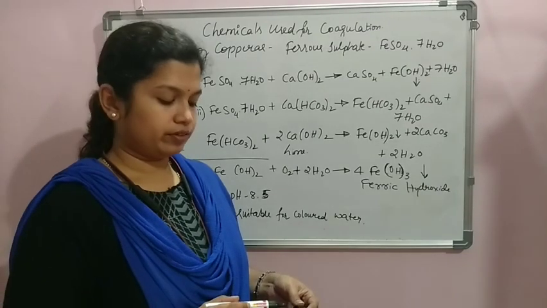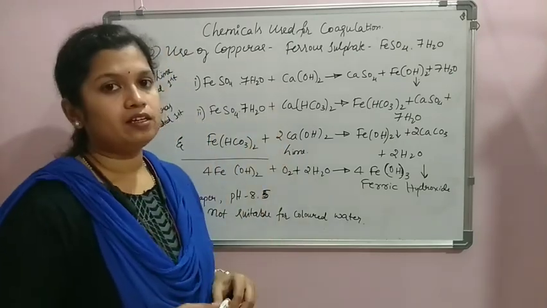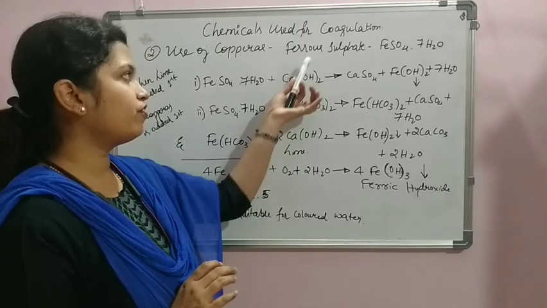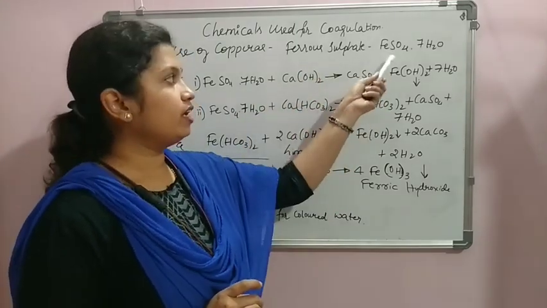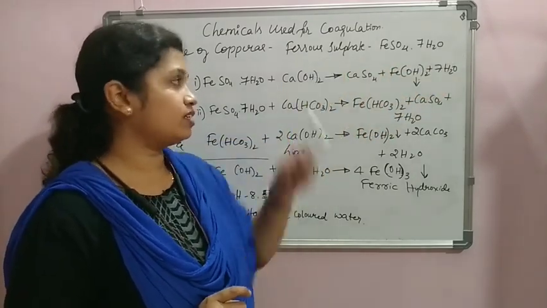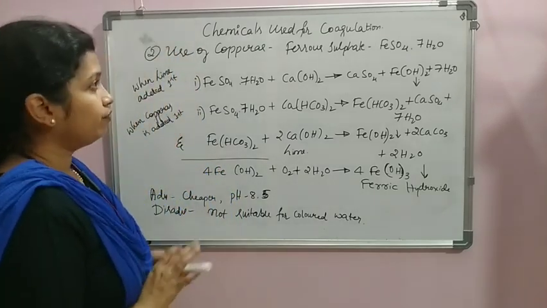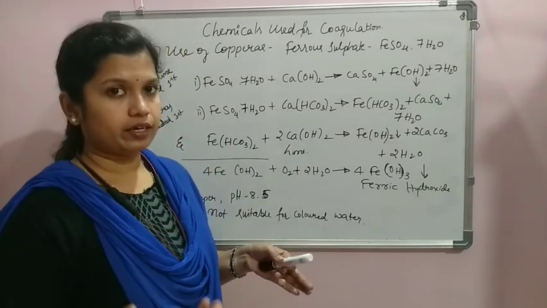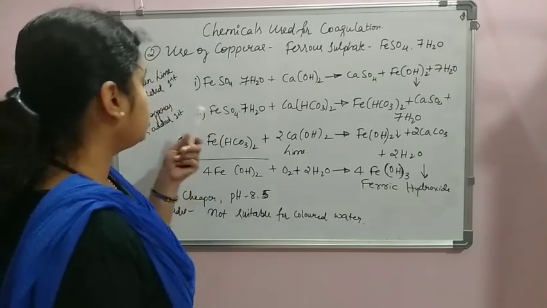The next chemical we are using for coagulation is copperas as a coagulant. Copperas is the name we use for ferrous sulfate. Ferrous sulfate has the chemical formula FeSO4·7H2O. Generally we call it copperas. Apart from alum, this stands second when we compare the usage. So this is the reaction.